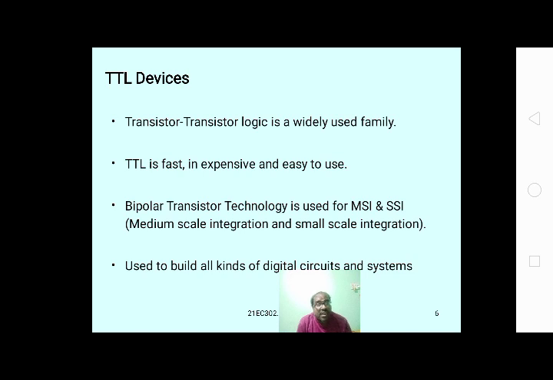What are the advantages? We can write this down. In one line, it is fast. Second line, it is inexpensive, and it is easy to use. These are the advantages of TTL devices.